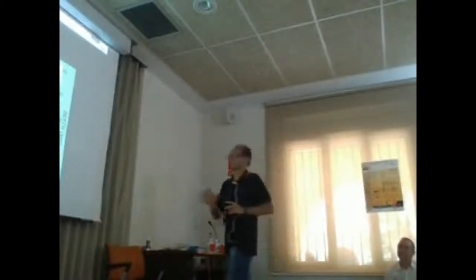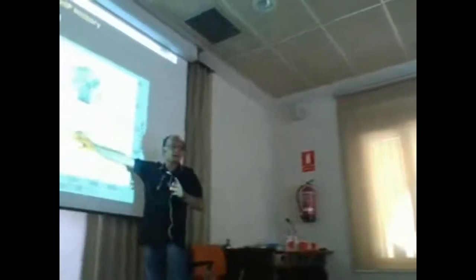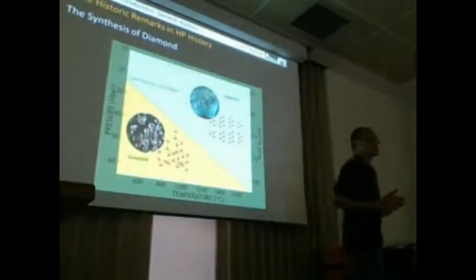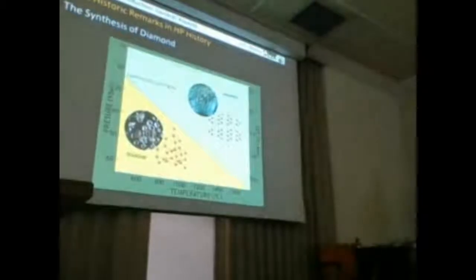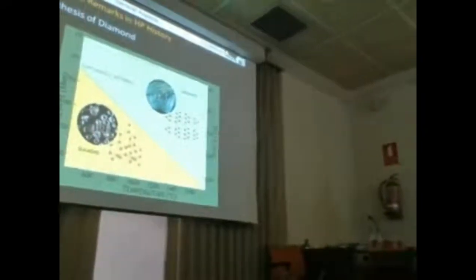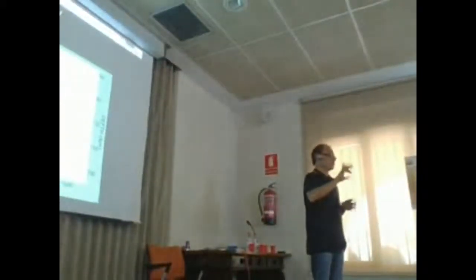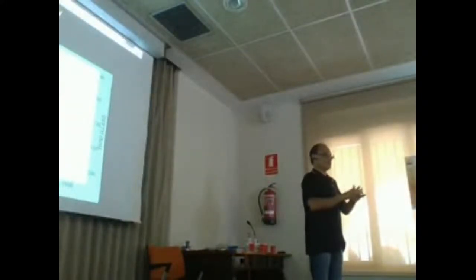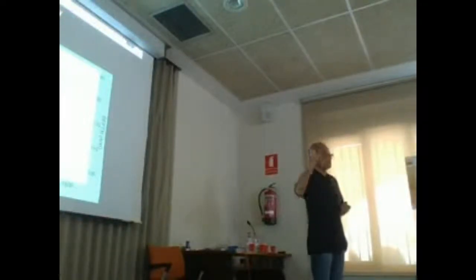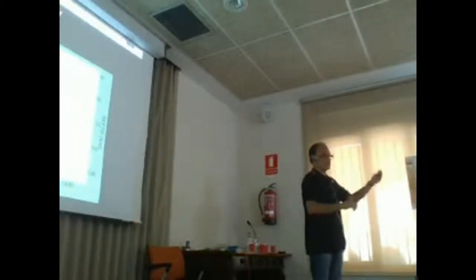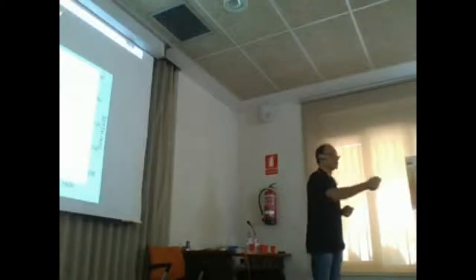Second, how diamonds are formed in nature, okay? Very deep, high pressure, high temperature. And third, where diamonds are found, in kimberlite, a catalyst. So even though the pressure and temperature for synthesizing diamond are correct, we need a catalyst for forming diamond, okay? Even a seed of diamond.